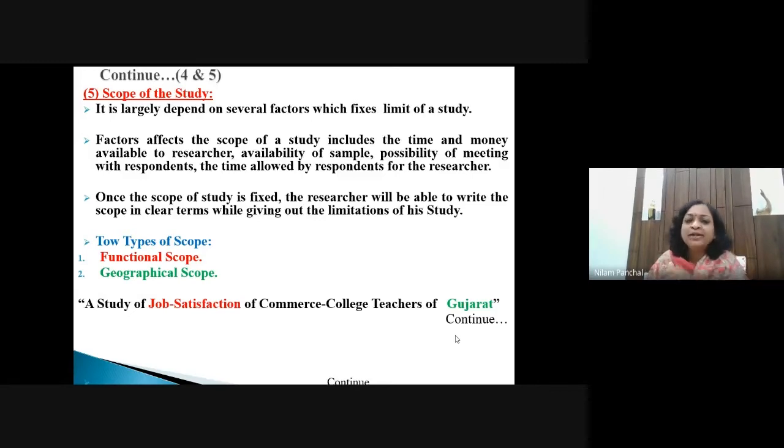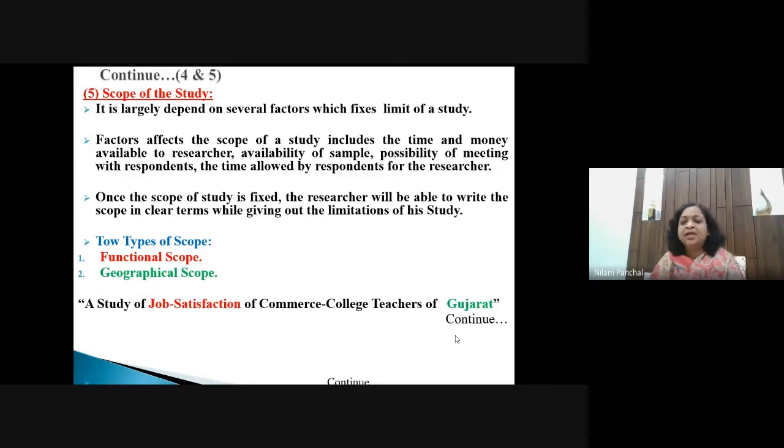So, what is important for you is to look into how much time is available to you, how much money is available to you, and with the available time and money, how much you would be able to do, the probability of availability of the sample, the possibility of meeting the respondents. Many times it becomes very, very difficult. Say, for example, you are doing a survey in a slum area, and some natural calamity comes because of which you are not able to do it.